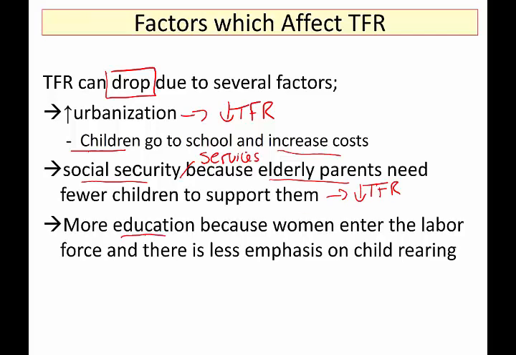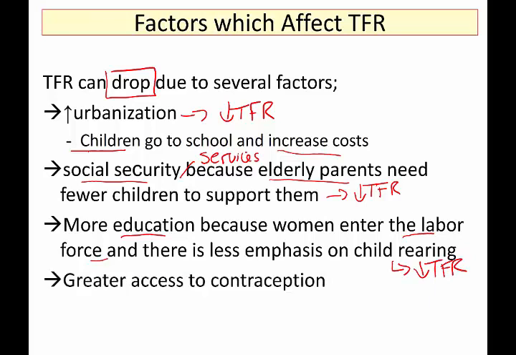Another thing is more education. So as women become more educated and enter the labor force, there's less emphasis on child rearing, and so you often see a lower total fertility rate. Women have less children. And finally, greater access to contraception. So the more women have access to contraception, the less children they tend to have, the lower the total fertility rate.